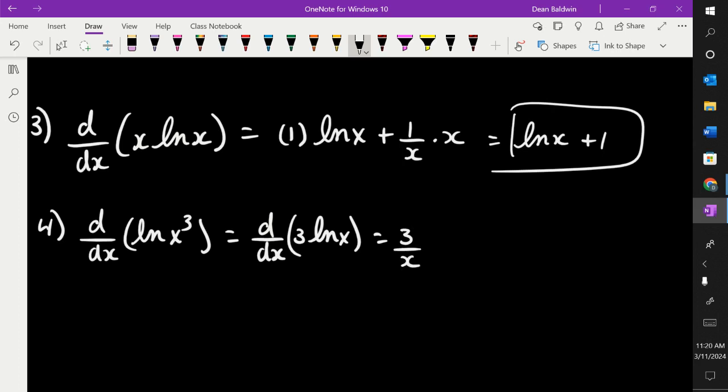You're done. If you don't want to drop it down, you could do this. The derivative of the natural log is 1 over the argument, which is x cubed. What's the derivative of x cubed? 3x squared. And then if you simplify that, you get that. So you get the same thing. It's your choice.